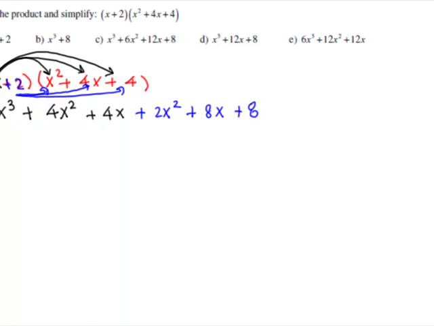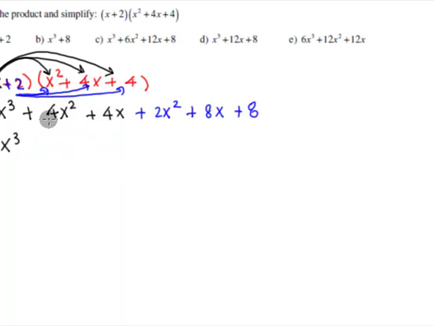Okay, the next step is to combine the like terms. So we have to know where the like terms are. Like terms are determined by the variable part. If something has an identical variable part, that's a like term. Now x cubed, I couldn't find any other x cubed here, so there's no like term for x to the third. So x to the third, just rewrite.